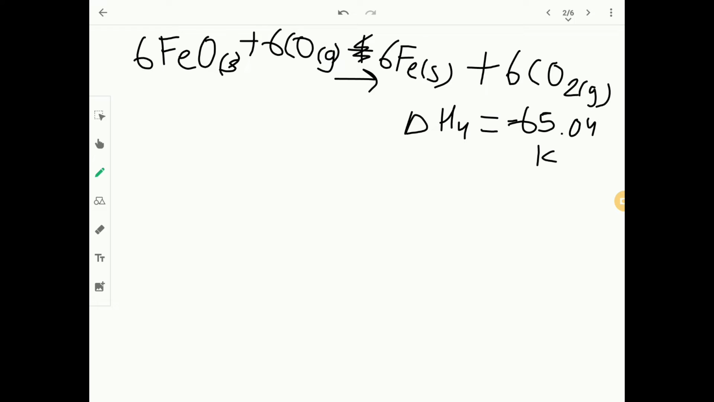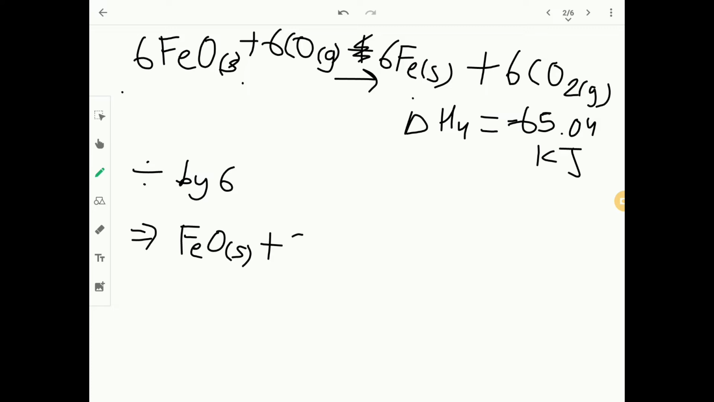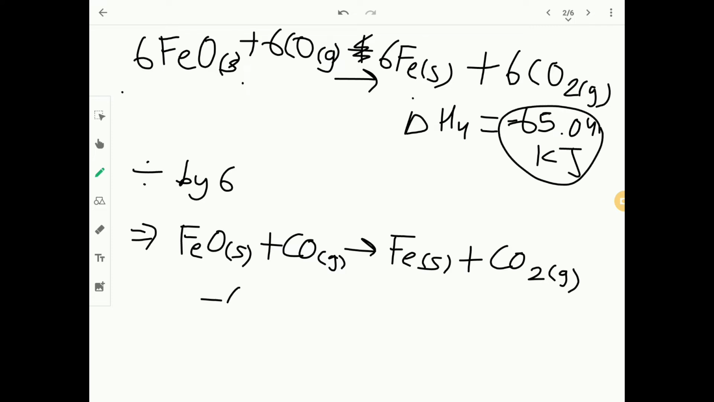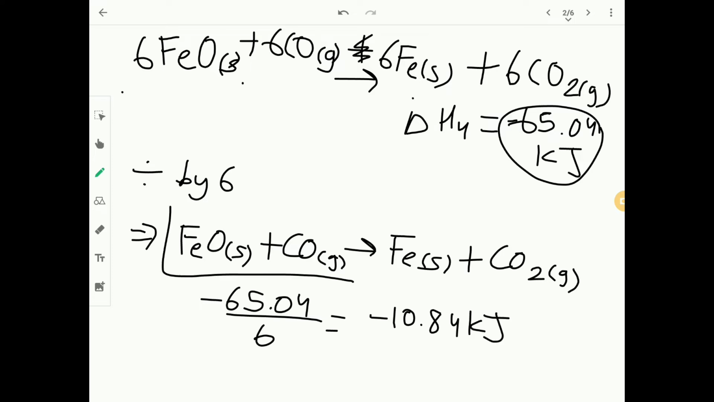65.04 kilojoules. Now when they want ratio 1 to 1 and every single number is the same, we just divide by 6. So dividing by 6, we get FeO solid plus CO gas to give Fe solid and CO2 gas. And our delta H4 was this, so all I have to do is divide by 6, giving us minus 10.84 kilojoules. And that's how you solve number 5, part C.